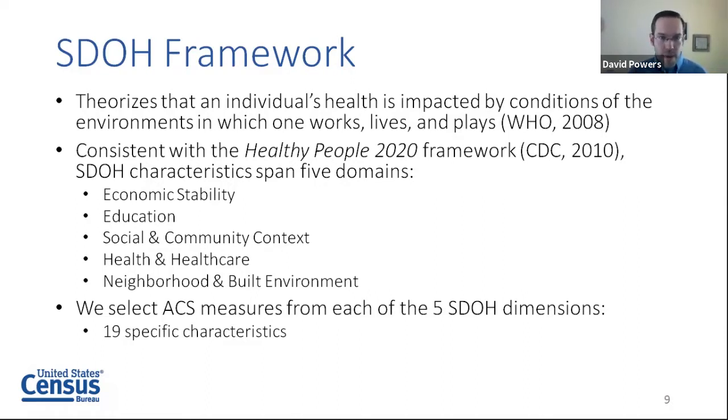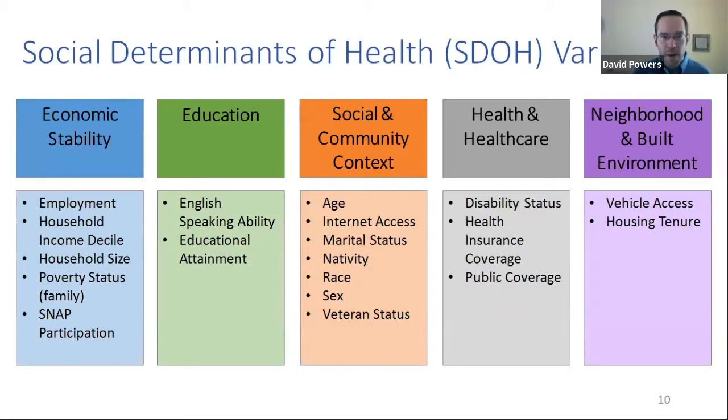And here's a layout of those 19 social determinants. So for example, under economic stability, we have employment. Under education, we have English language speaking ability. Under health and healthcare, we have disability status. Under neighborhood and built environment, for example, housing tenure, whether you're an owner or renter.